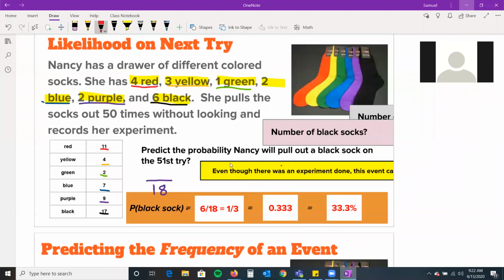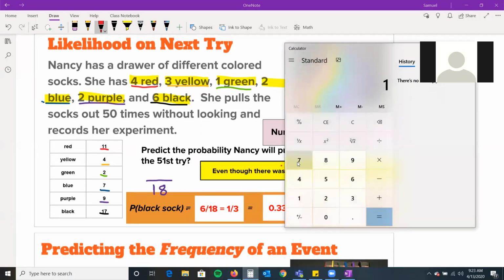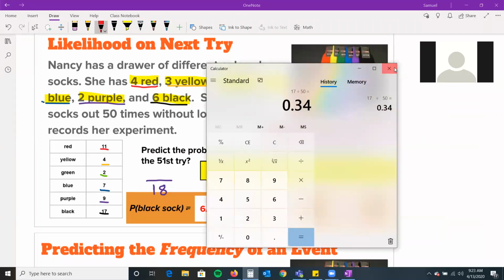All right. So the way we can figure this out, and I know it shows it down here, but I kind of wanted to see what you guys thought because it is pretty interesting. In her drawing, she does have a lot of blacks. 17 out of the 50 tries would be, let's see what that probability would be. 34%. Okay, so a little bit higher.